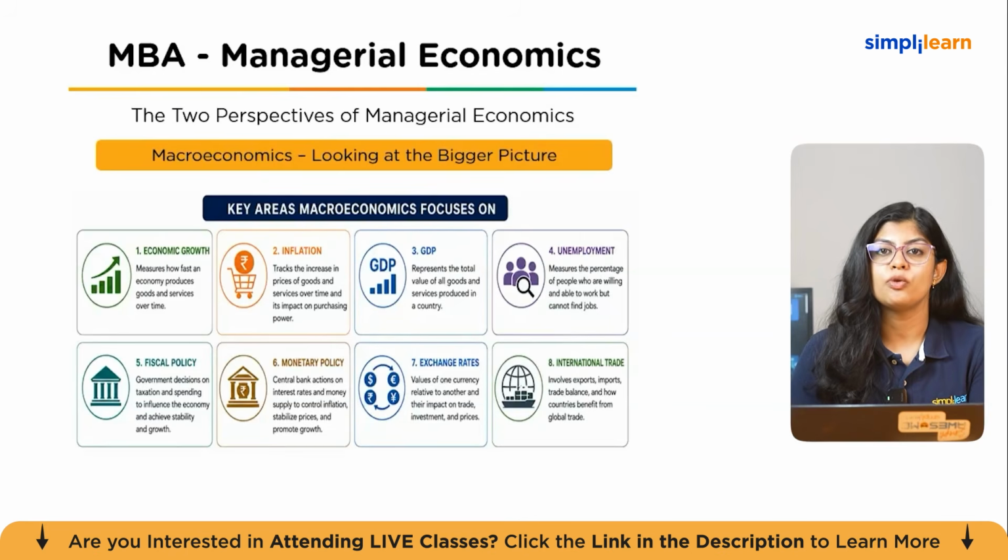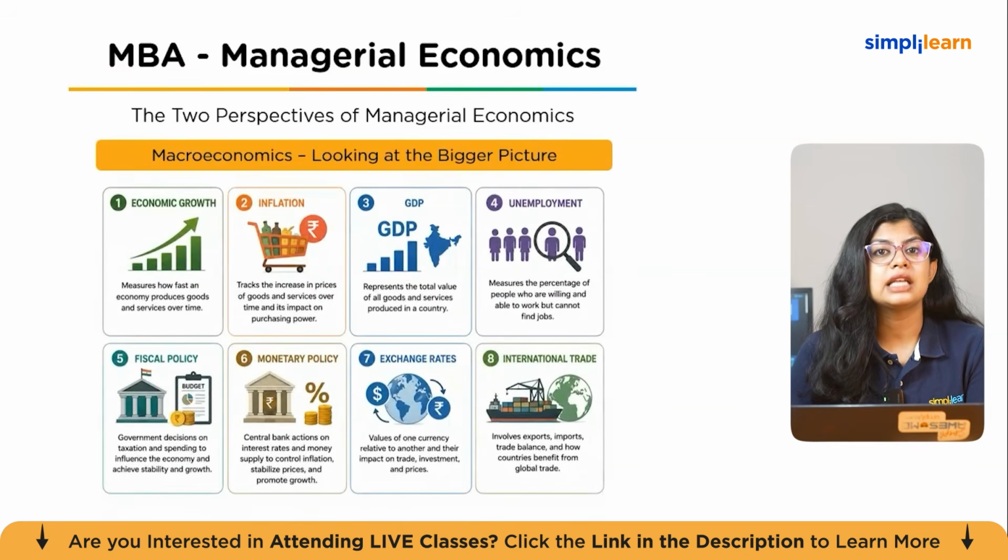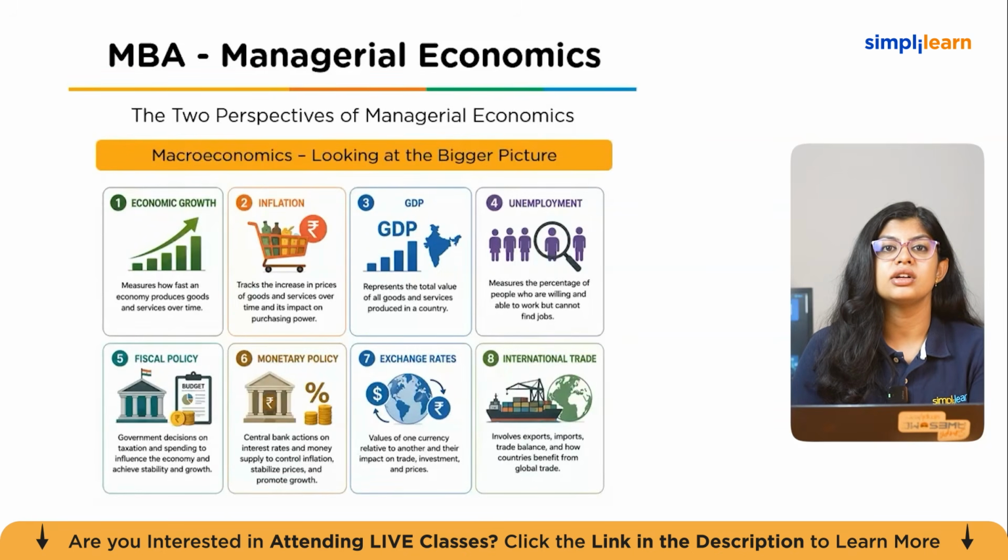Macroeconomics studies the overall performance of an economy. It looks at indicators such as economic growth, inflation, GDP, unemployment, monetary policy, exchange rates, and international trade. Managers may not control them, but they must understand them, because these factors directly influence business performance. For example, during times of high inflation, consumers often reduce discretionary spending. Companies may experience rising raw material costs. Borrowing becomes expensive if interest rates increase. As a manager, understanding these economic signals allows you to prepare your business before problems arise.